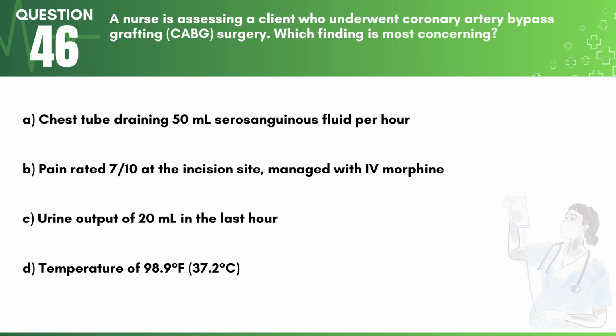Question 46. A nurse is assessing a client who underwent coronary artery bypass grafting, CABG, surgery. Which finding is most concerning? A. Chest tube draining 50 ml serosanguinous fluid per hour. B. Pain rated 7 out of 10 at the incision site, managed with IV morphine. C. Urine output of 20 ml in the last hour. D. Temperature of 98.9 degrees F, 37.2 degrees C.